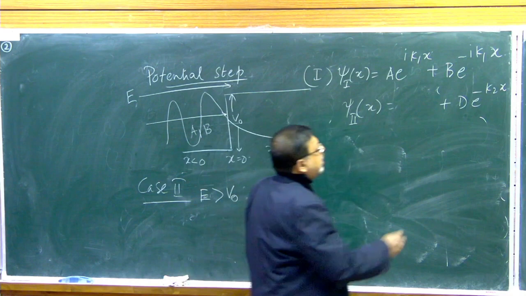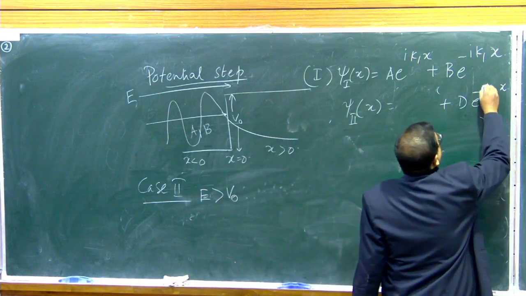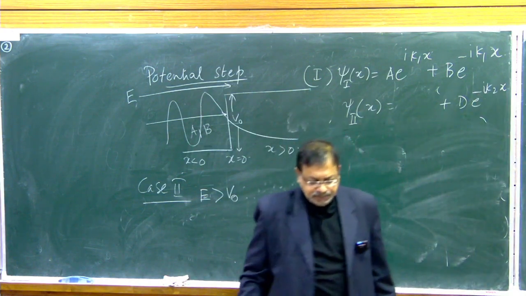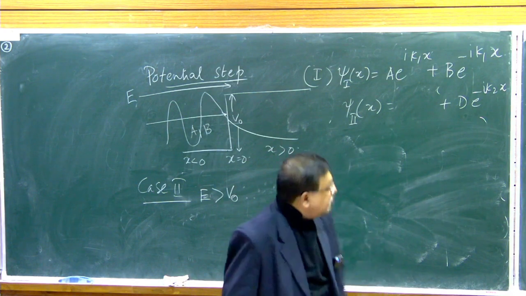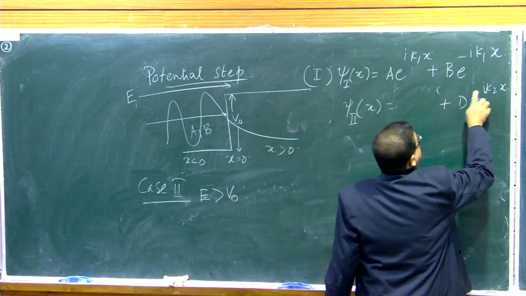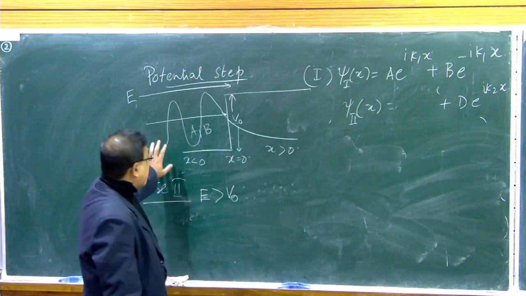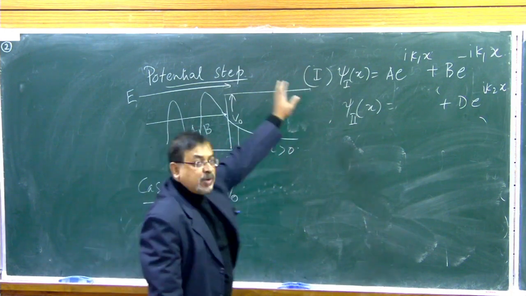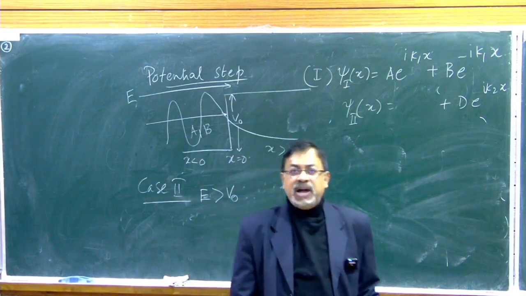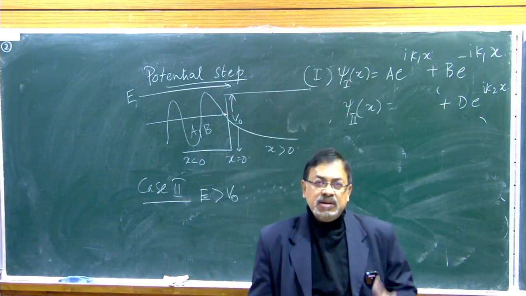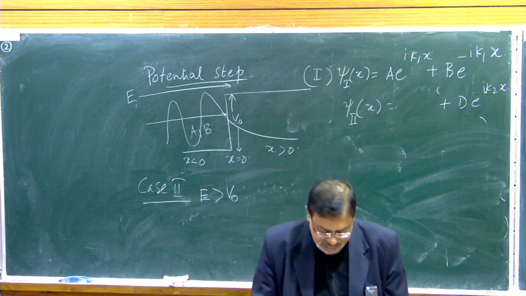Yes, true. And there will be a solution. You can write it with a plus sign, because there is nothing to reflect back, so it will be exponential i k2 x in that case. And you can go ahead with the solution that we have provided for this case, match the solutions at the boundaries, and so on and so forth.